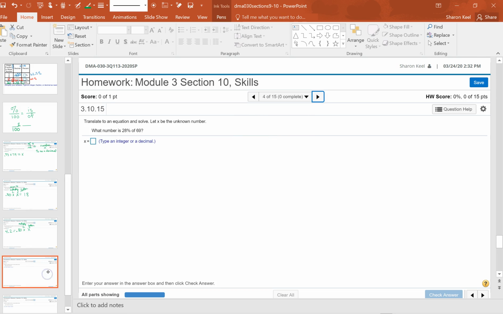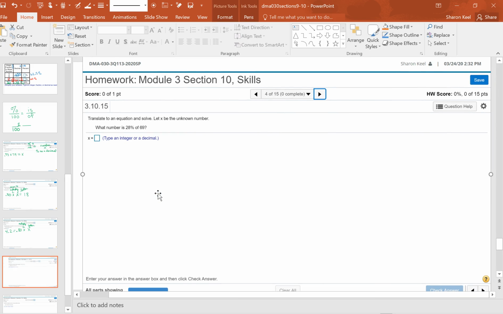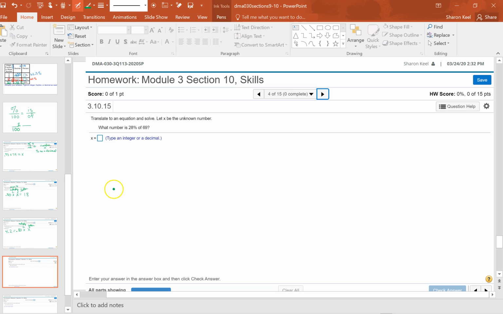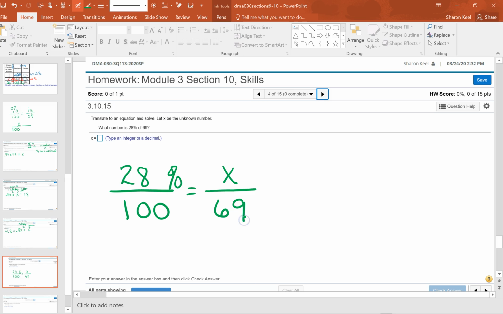Okay. So now let's apply what I showed you a moment ago. What I showed you earlier is that you're going to do 100 on the bottom, the percent goes here, and then the is and the of. So what number is, we don't know the is. 28%, the percent goes above the 100, do not change it to a decimal, leave the numeral 28. Of 69, the of goes on the bottom.